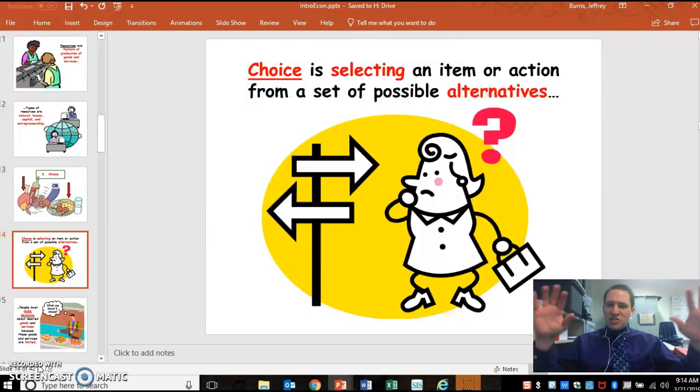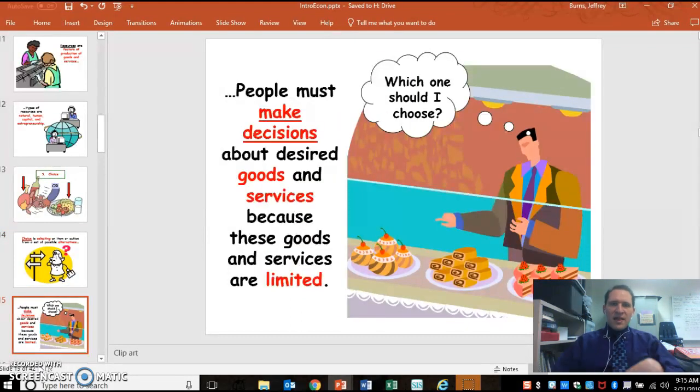So you have a bunch of options. You're at the grocery store. You've got a bunch of different kinds of mustard you can buy. Are you going to choose the store brand? Are you going to choose the spicy? Are you going to choose the Dijon? What are you going to choose, right? And you have to make choices or decisions based on what is available, because everything's limited.